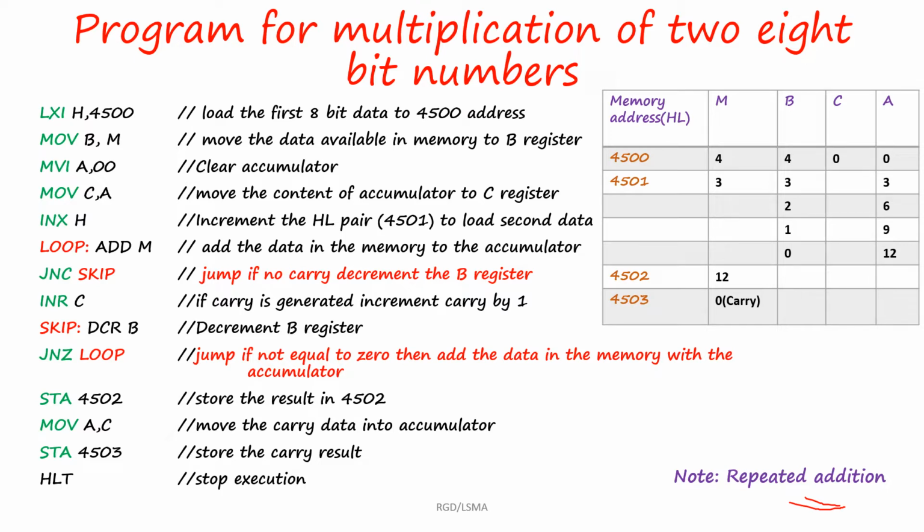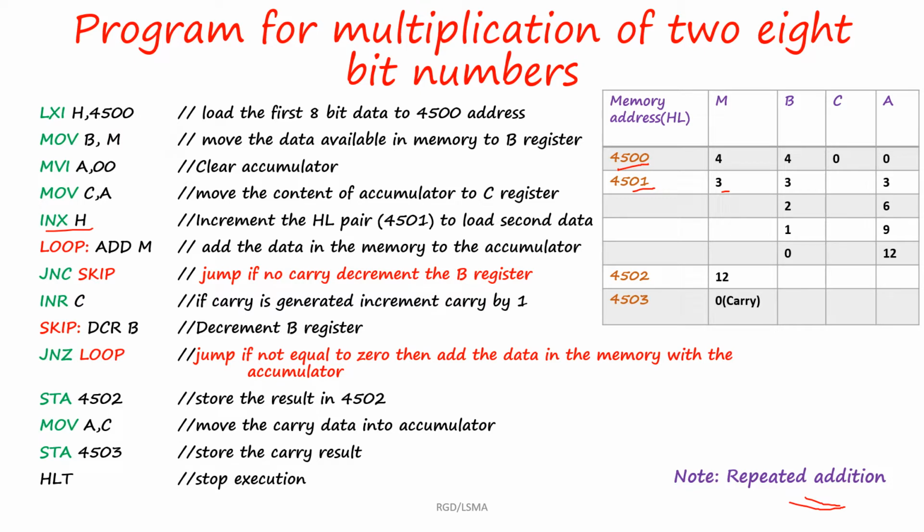I'll explain with a table so that you can easily understand. The first address is 4500. I'm going to multiply 4 into 3. The 4 is my first 8-bit data, which is loaded into the address 4500. For the next address, I'm going to increment the HL pair by 1. So you have 4501, and I'm going to load my second 8-bit data. After getting the two 8-bit data, you can go for the repeated addition process.